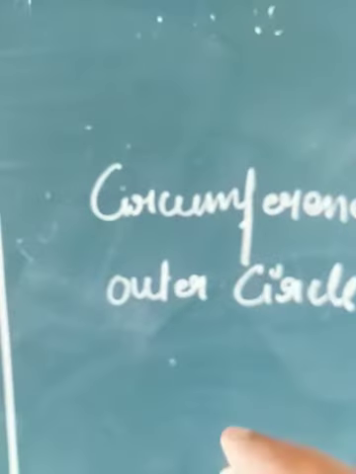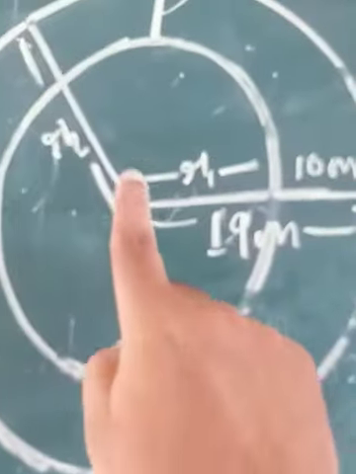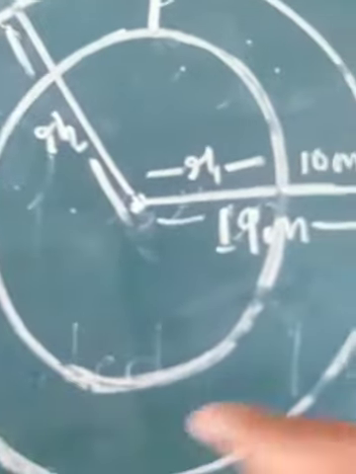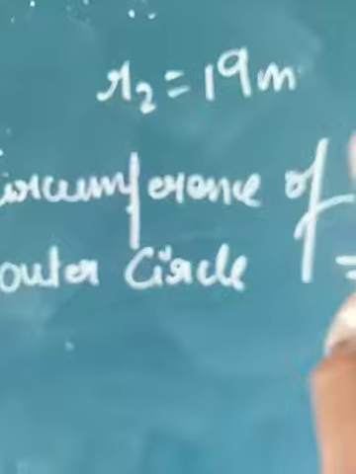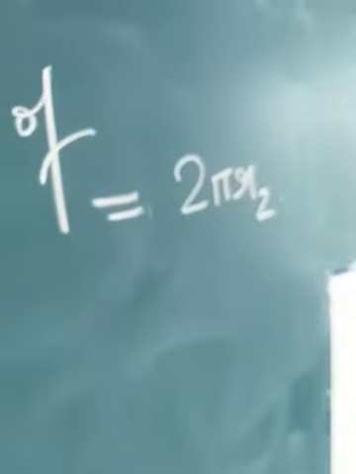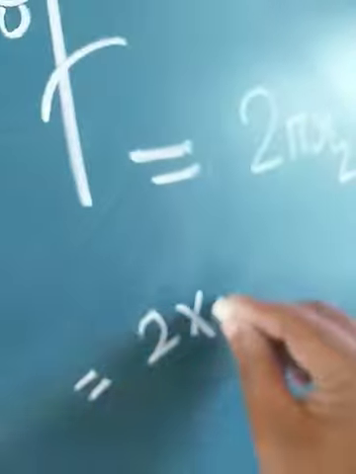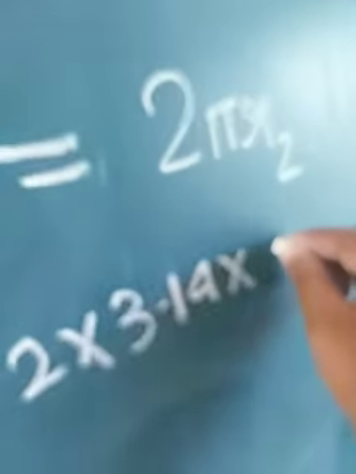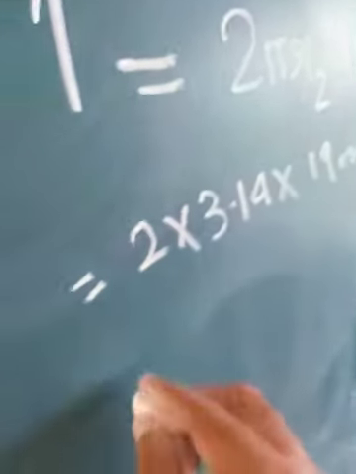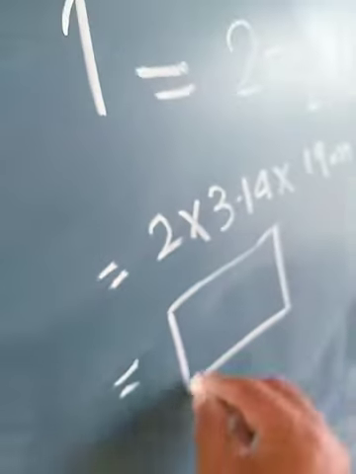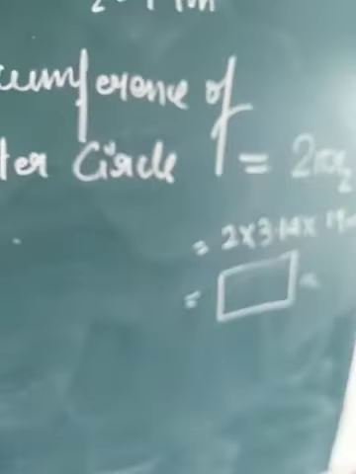Okay, now come to the second part of this sum. Now you have to get the circumference of the outer circle. We know the value of R2 as 19 meter, isn't it? See, the radius of the outer circle is already given, that is 19 meter. So we'll write R2 as 19 meter, and now we'll get the circumference of the outer circle, that is 2 pi R2. So 2 into 3.14 into 19 meter. Very similarly, you have to multiply all these three numbers, and whatever product you get will be the answer of the second portion of the sum.